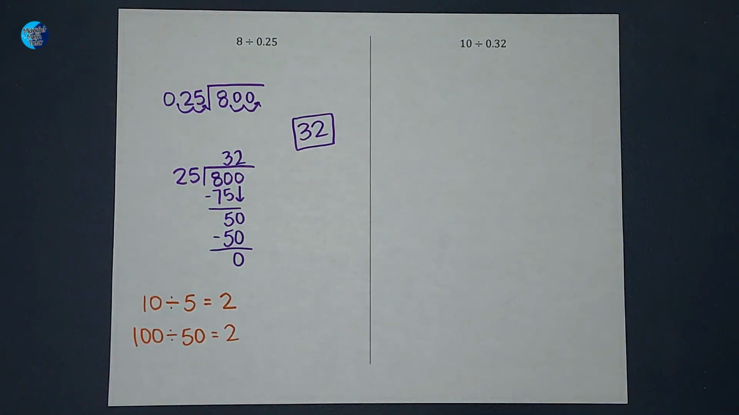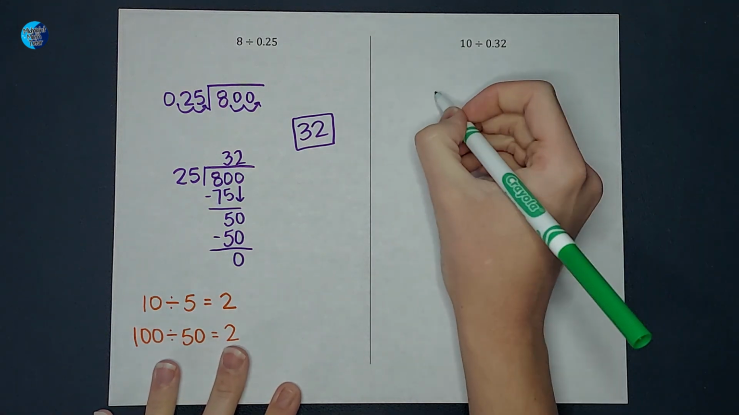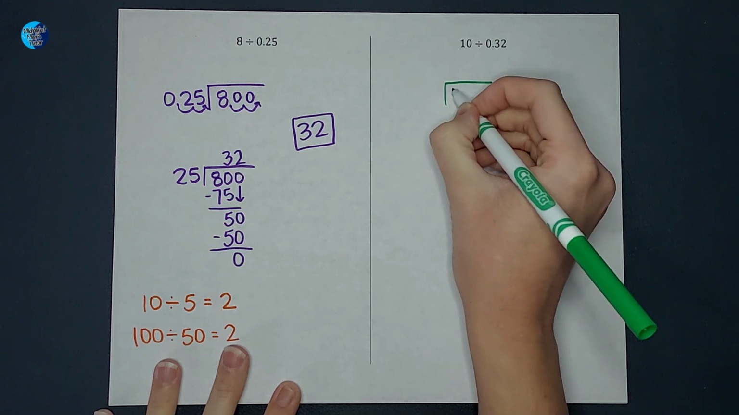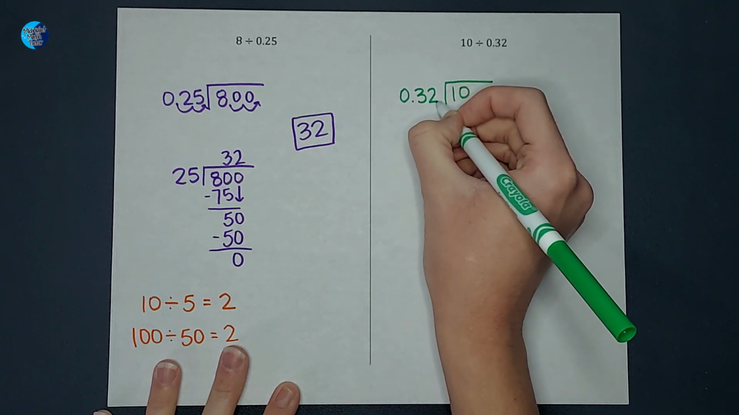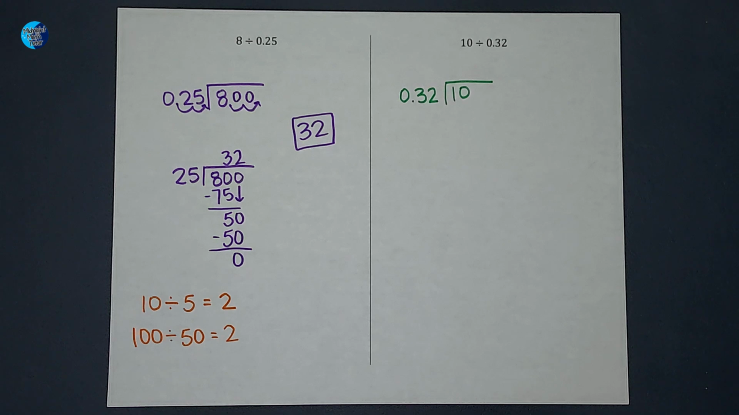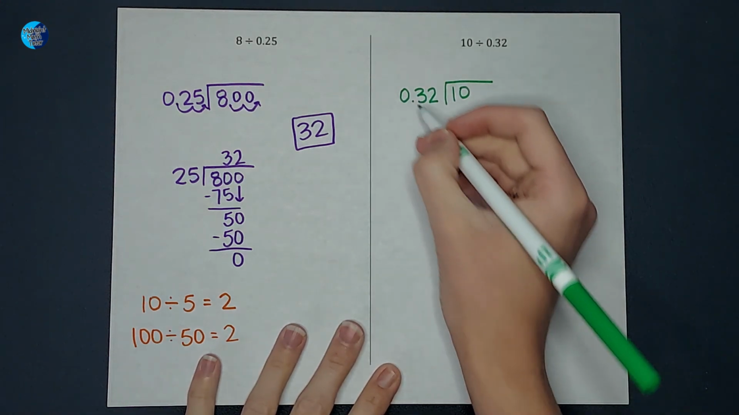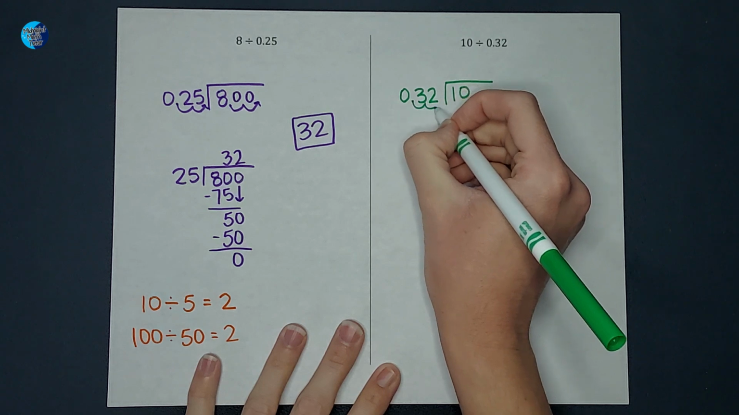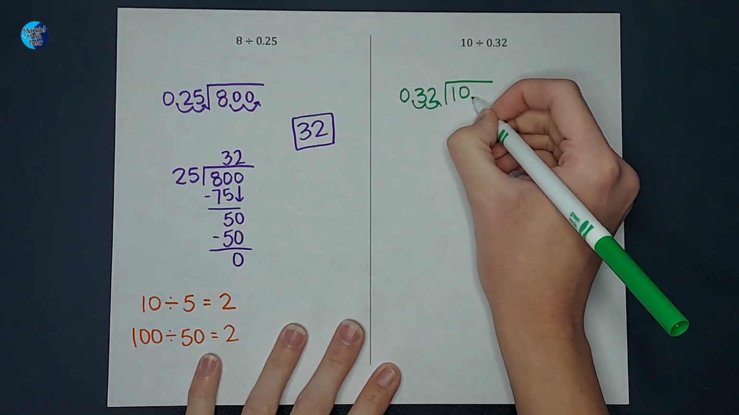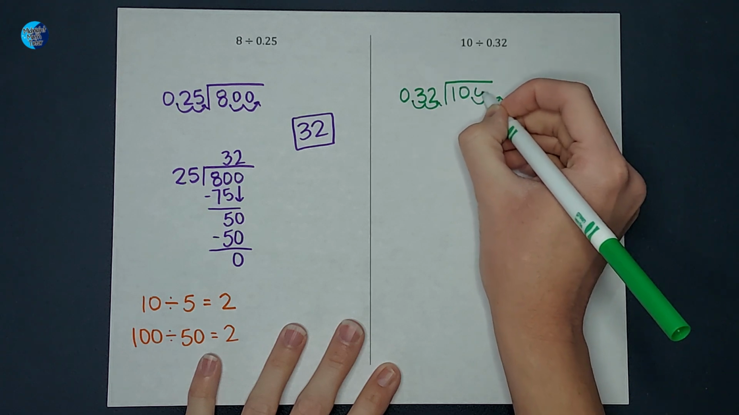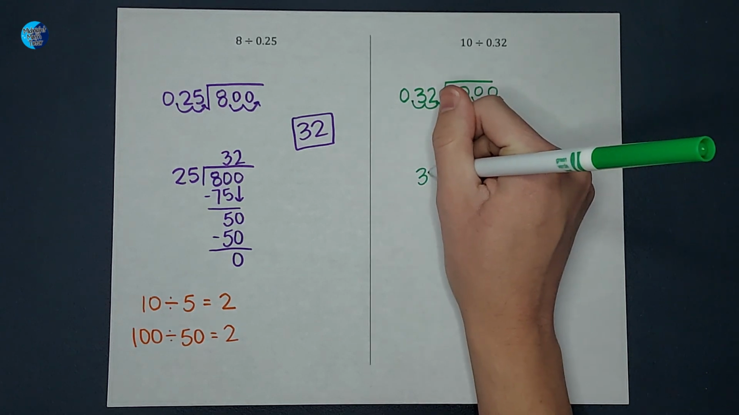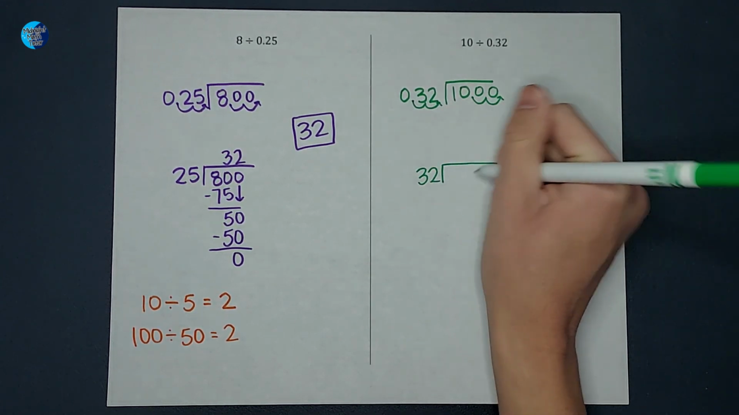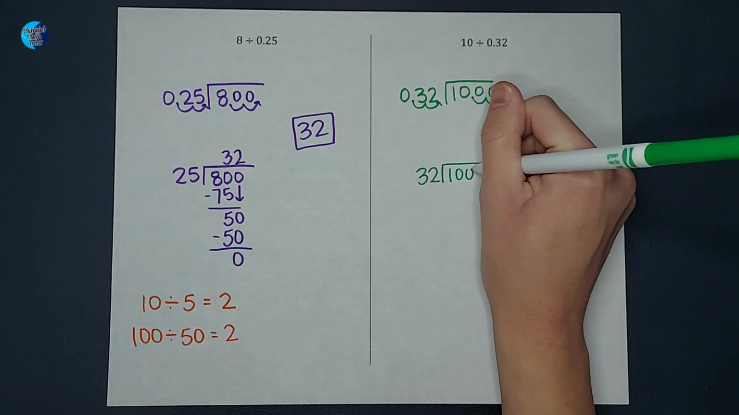All right, let's go ahead and look at this one. I have 10 divided by 0.32. So again, when I'm dividing this, my 10, the first number, is going to go on the inside, and 0.32 is going to be on the outside. Now, I don't want this guy to have decimals, so I'm going to move that over twice. If I do it there, I also got to do it to the 10. So I am going to end up with 32 being divided into 1,000.